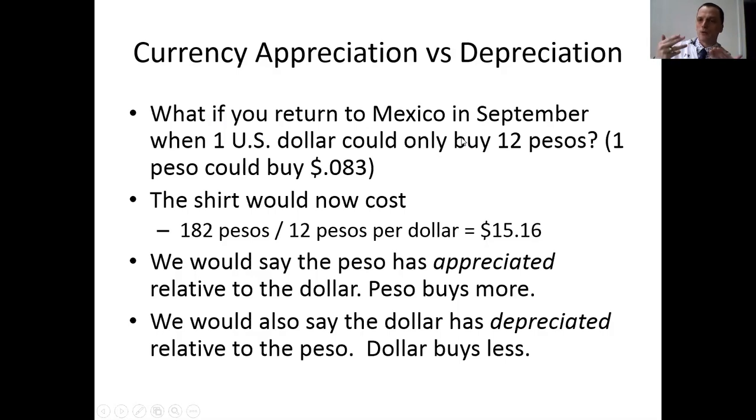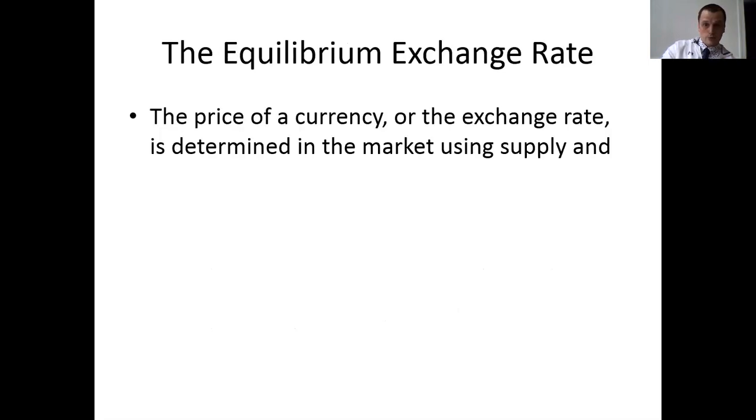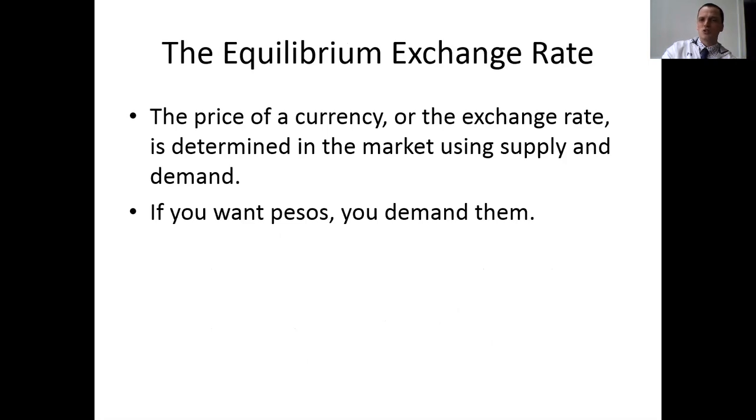The purchasing power of the dollar has gone down relative to that of Mexico. So, important graph I'm going to show you in a second. The price of the currency, or the exchange rate, is determined in the market using supply and demand. If you want pesos, you demand them. Okay, so Stas represents the demand curve in this case.